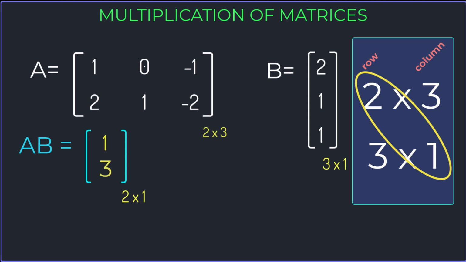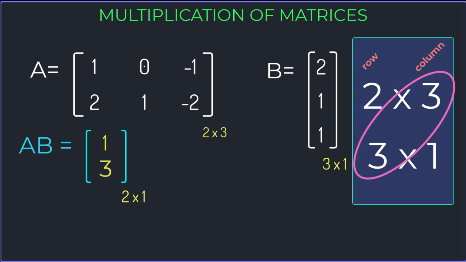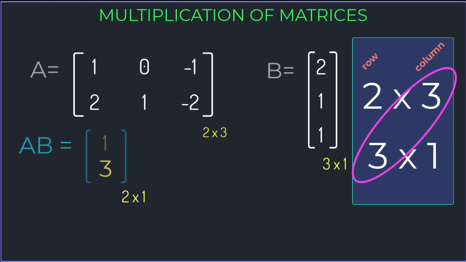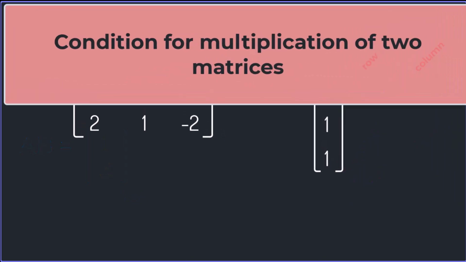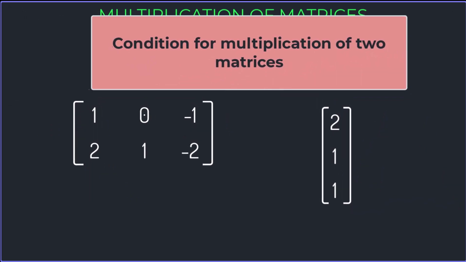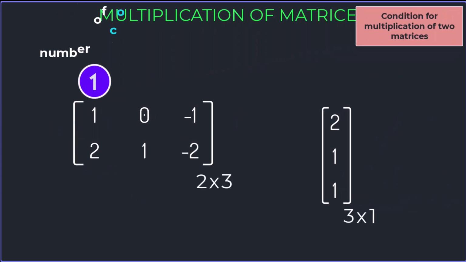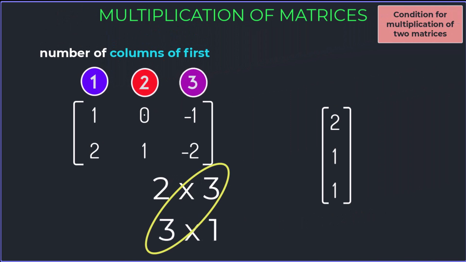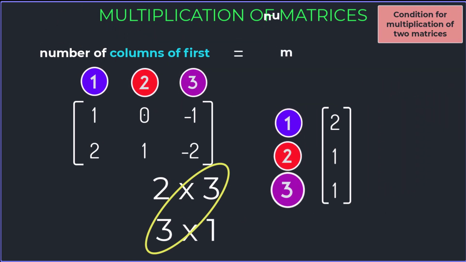Interestingly, note the number of columns of A and rows of B. They are equal. In fact, this is the condition for 2 matrices to be able to multiply. The number of columns of the first matrix has to be same as the number of rows of the second matrix.